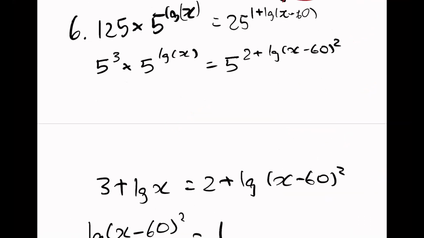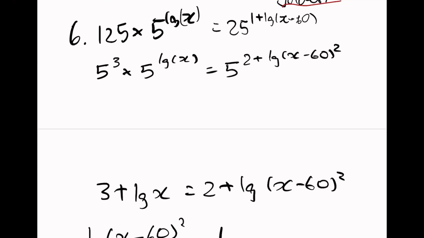Next one, exact same question. Let's just check it. So 125 times 5^(lgx) equals 25^(1 + lgx) minus 60. 125 is 5 cubed. Same base 5 different power, add the powers, you get 3 plus lgx, but the 5 disappears because you can just compare the powers. Okay, good.